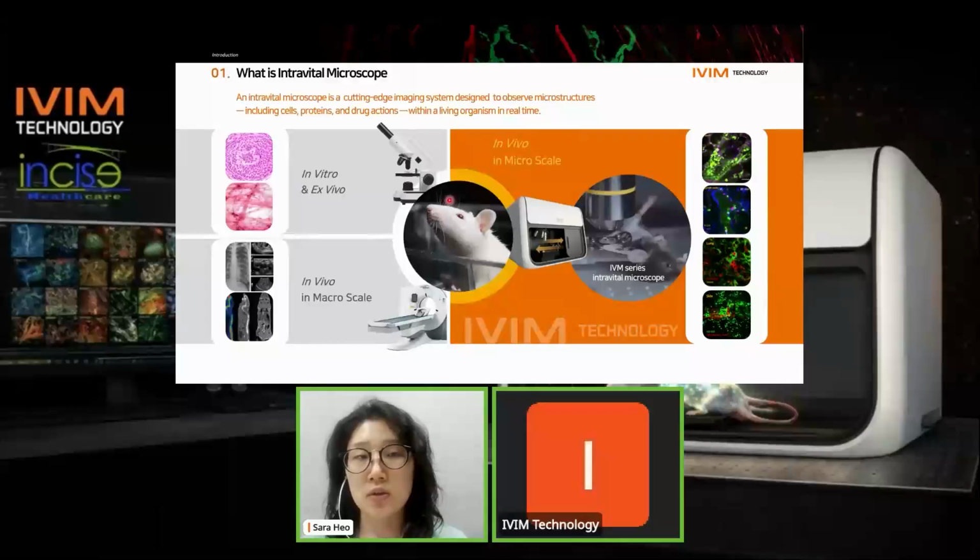Many of you know the traditional methods involve in vitro samples like cell culture or ex vivo samples, the fixed tissues. These methods have the limitation that they cannot conduct dynamic studies. However, intravital microscopy can overcome this limitation by observing what happens in the natural living environment. So using IVM, we are able to see the movement and interaction at the cellular level inside living animals.